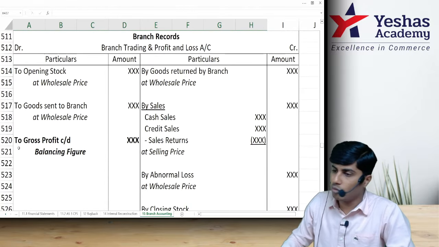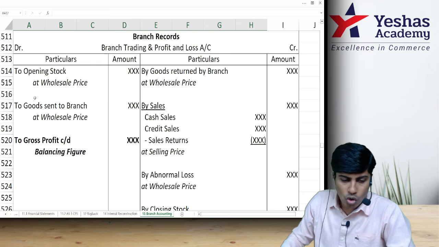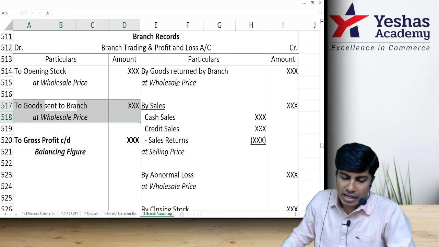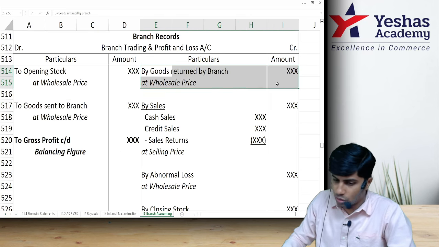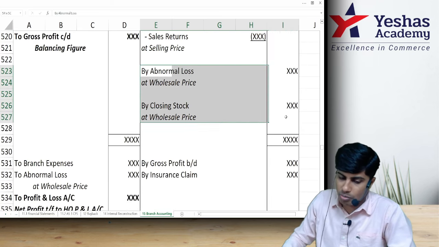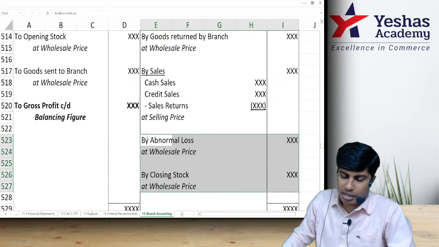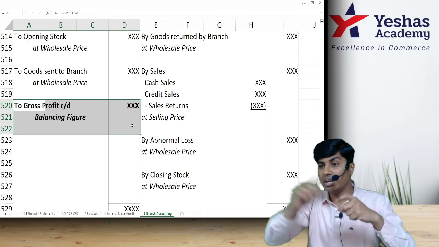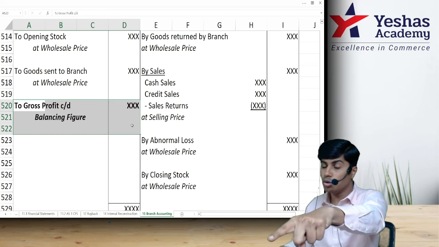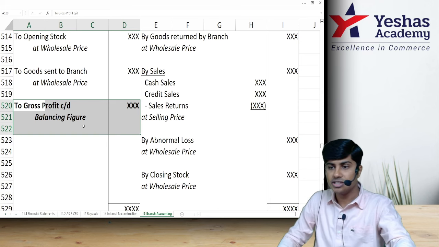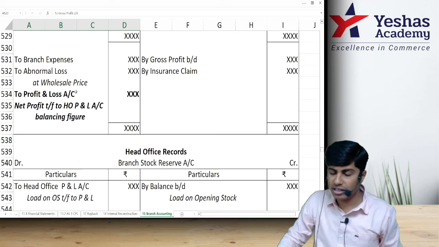The ledger will look somewhat like this. We'll prepare a proper trading account. Opening stock should be at wholesale price, goods sent to branch at wholesale price, and then we'll write goods sent to branch returned at wholesale price, sales at selling price, closing stock and abnormal loss at wholesale price. We will determine profit. This GP that you get is not total profit. It is not 100 and 150. It is 130 wholesale price and 150 retail price, a 20 rupees profit at the branch. And we'll write branch expenses and then transfer.